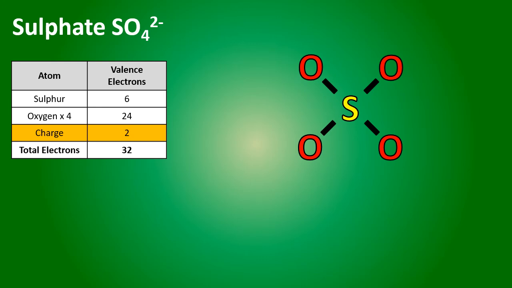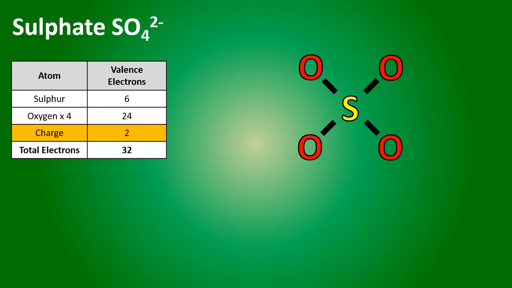Anyway, it's in group 6, so it's got 6 of its own valence electrons. Oxygen is in group 6 too, and we've got 4 of them, so we've got 6 plus 4 lots of 6, which is 24, so that brings us up to 30. And then we've got 2 extra electrons for the 2- charge, so that means we've got a total of 32 electrons to put in. We've already got 2, 4, 6, 8 electrons for those covalent bonds bonding the sulfur to the oxygens, so we've already used 8 electrons.